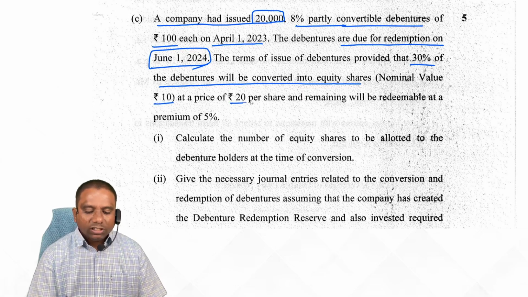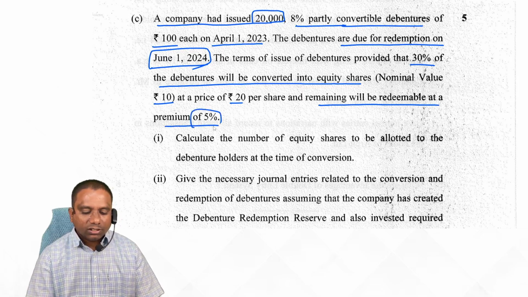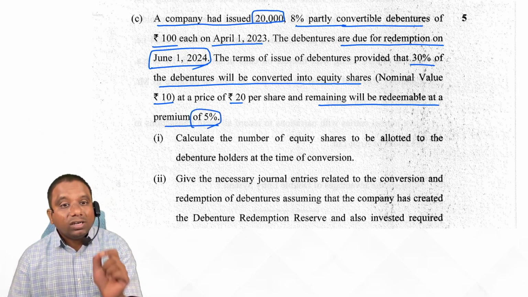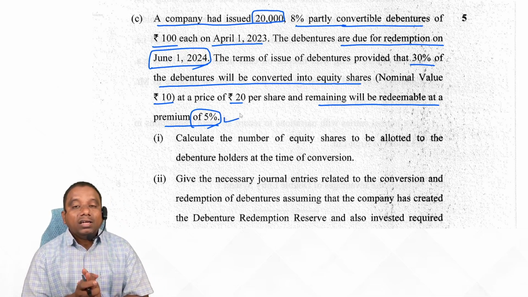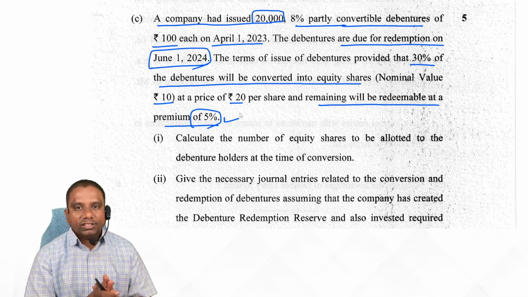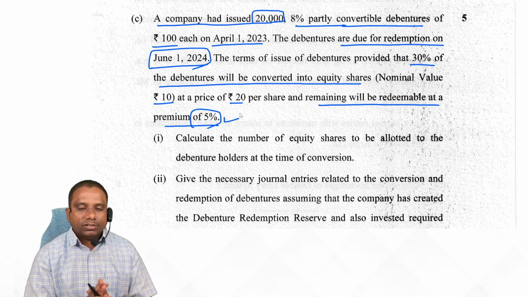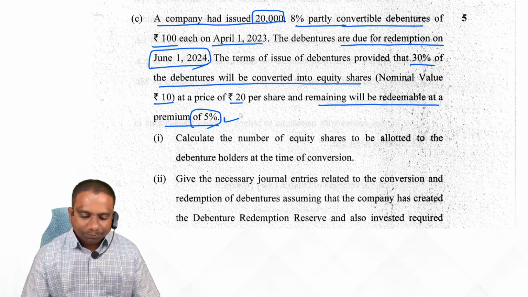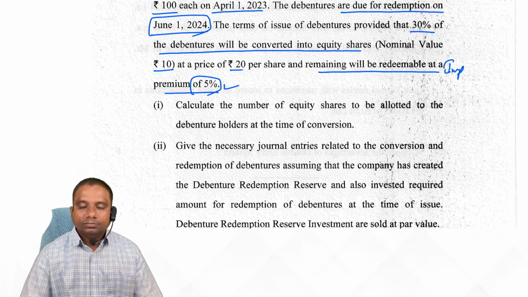Nominal value 20, but issue price is how much? 20. The remaining will be redeemable at a premium of 5%. At the time of converting the debentures, don't add this premium of 5%. Why? Because they said 30% of the debentures will be converted into equity shares. After that, the remaining will be redeemed at a premium of 5%. Yes or no, students? This is the important concept in this problem.